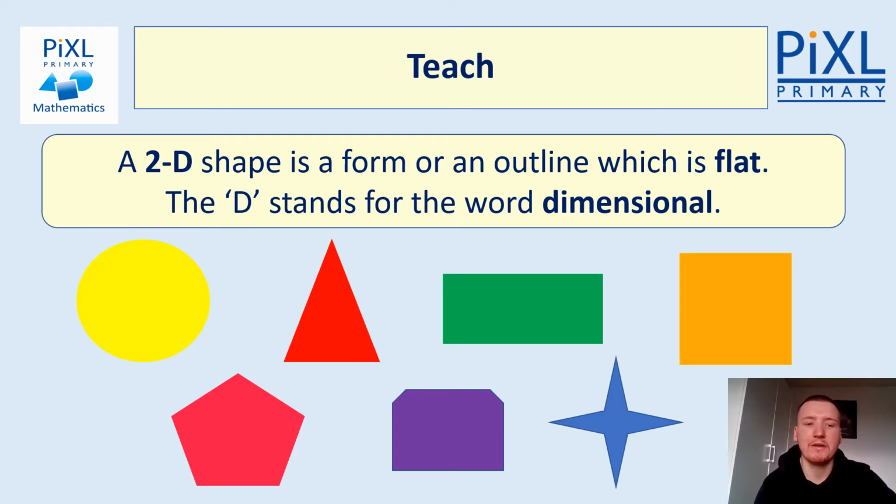So to start off with, we have 2D shapes. Now we know the definition of a 2D shape. It is a form of an outline which is flat. And we know that the D stands for dimensional in the word 2D. So any shape that you see is flat, you know it's a 2D shape. So what I want you to do is pause the video and I want you to label each 2D shape we've got on the screen, count all the sides and think back to last week. What are the names of each shape? So pause the video and have a go with that one.